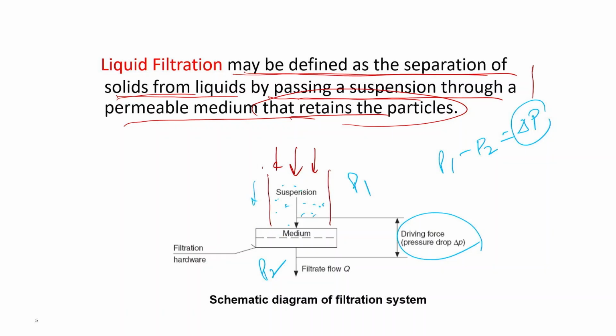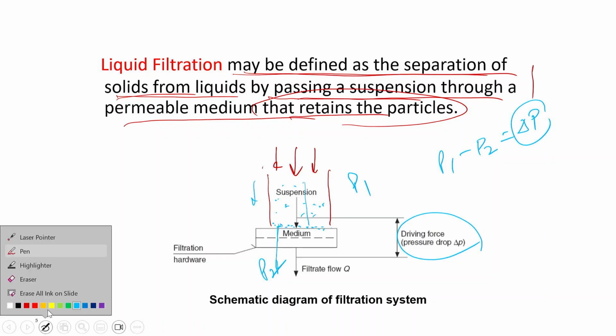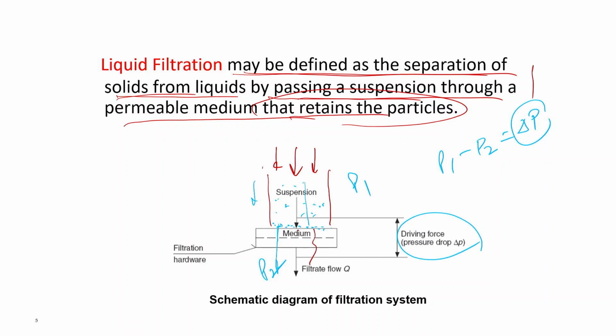So, when it is flowing, it will restrict all the particles, and then it will allow only the liquid to pass through the porous membrane.